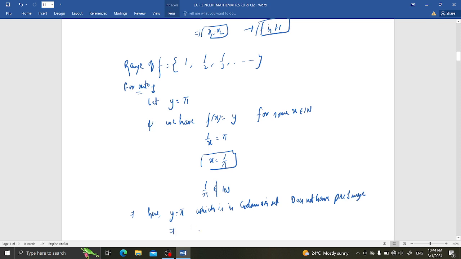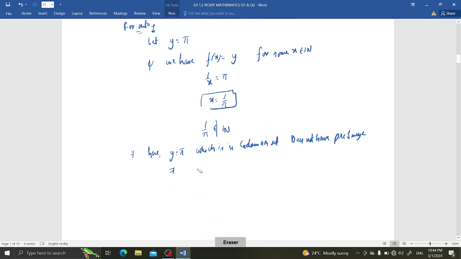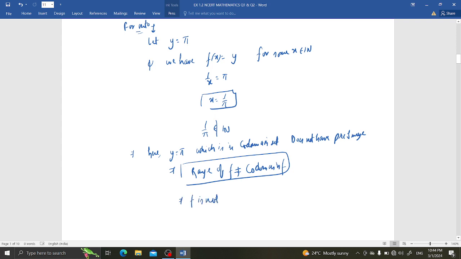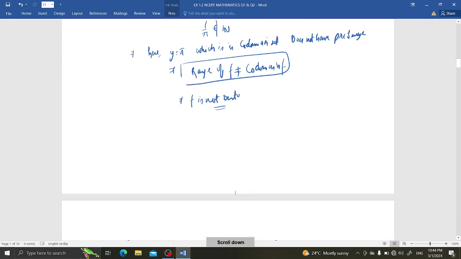It implies that the range of f is not equal to the codomain of f, which implies f is not onto. So understand, by changing the domain, onto is not preserved. I hope you understand this question.